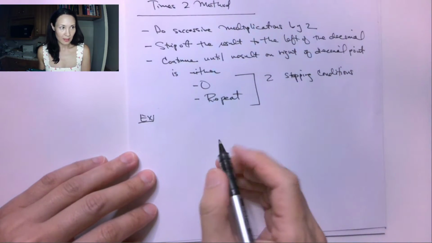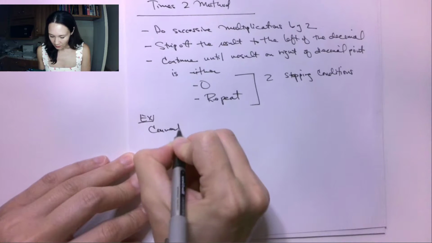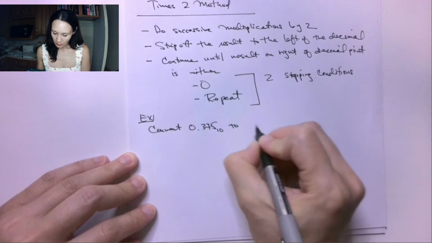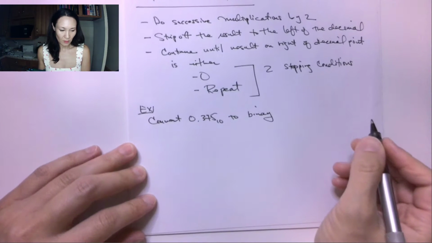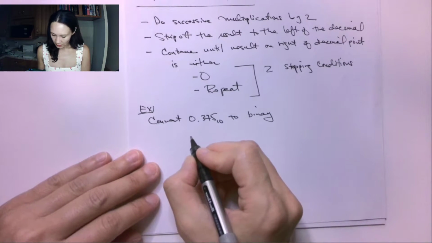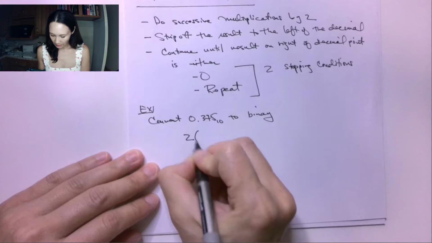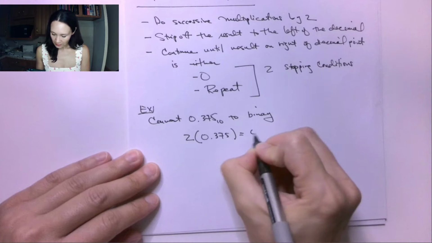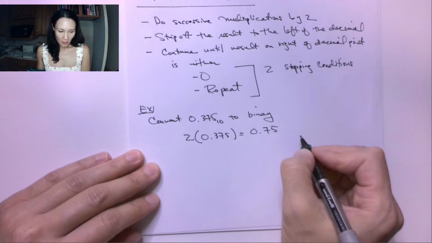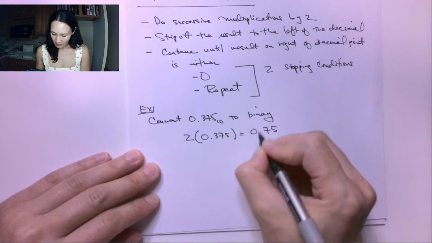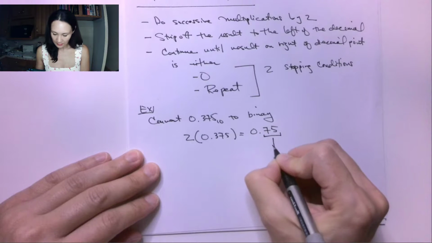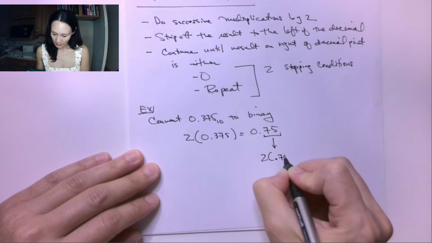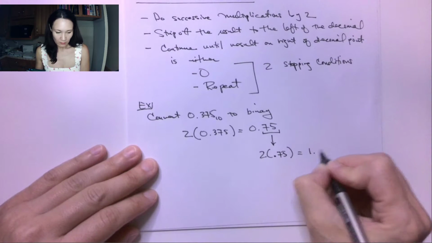So let's go ahead and do our example we introduced above. Let's convert 0.375 from decimal to binary. What we're going to do is take this and multiply by 2. So 2 times 0.375 gives us 0.75. Then we're going to strip off the whole number part and use it later. We take this 0.75 and multiply it by 2. So 2 times 0.75 gives us 1.5.